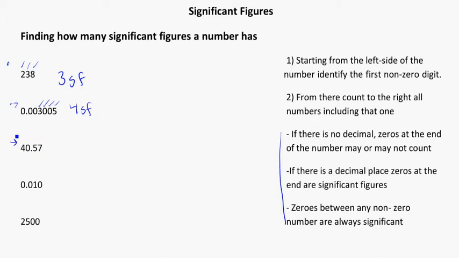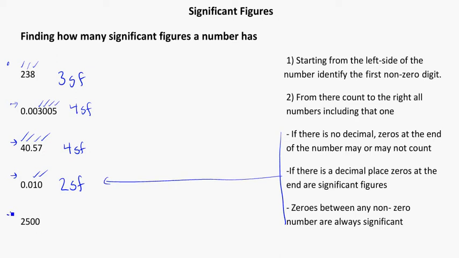In the next example, 40.57, starting at the left and moving over, our first non-zero digit is actually the 4, and we count everything after that. So in this case, again, 4 significant figures. Here we're looking at 0.010, starting again at the left, counting over to the first non-zero digit. We see the 1, and we see a 0 afterwards. So again, starting with that rule, if we always start at the left, first non-zero digit, and anything after that is significant, this would be 2 significant figures. And that one is an indication that if there is a decimal point, zeros at the end are significant. That's an example of that right there.